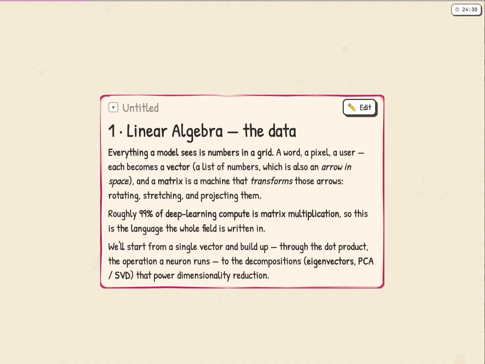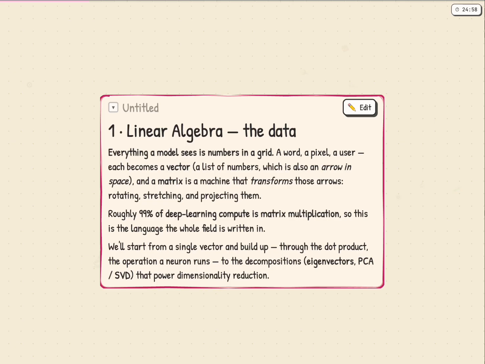Linear algebra is the language of the data. Every single thing a model sees, a word, a pixel, a user, a sound, is turned into a list of numbers. And once it's numbers in a grid, we can rotate it, stretch it, compare it, and compress it. Roughly 99% of the compute inside a deep neural network is one operation, multiplying matrices. So this chapter is the foundation under everything. We'll start with the single most basic object, the vector.